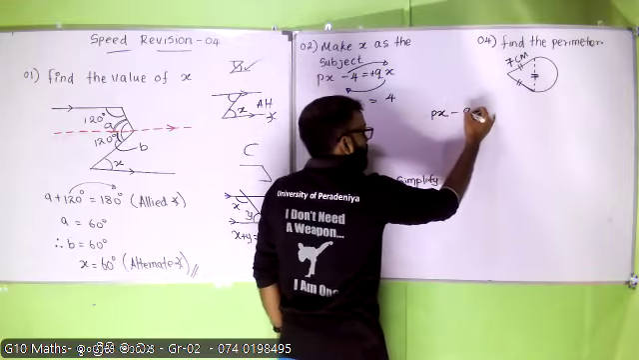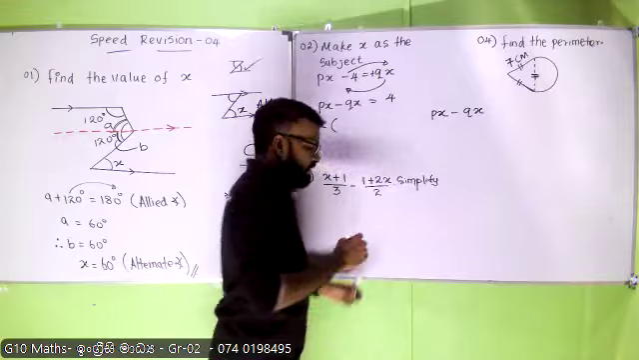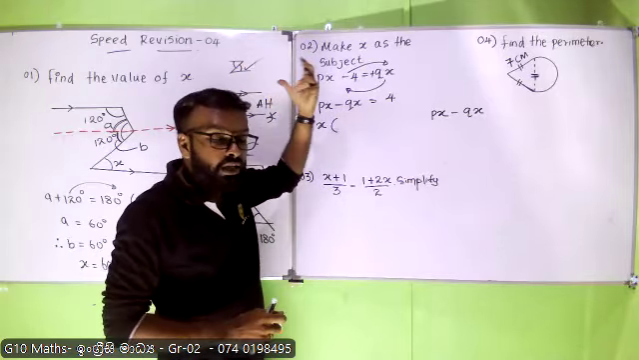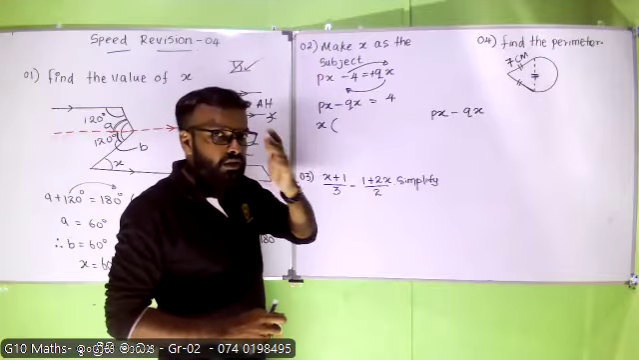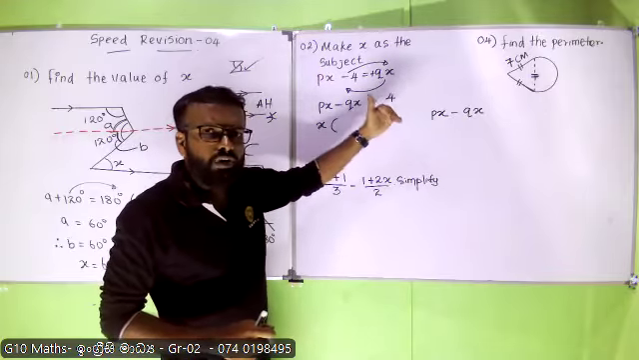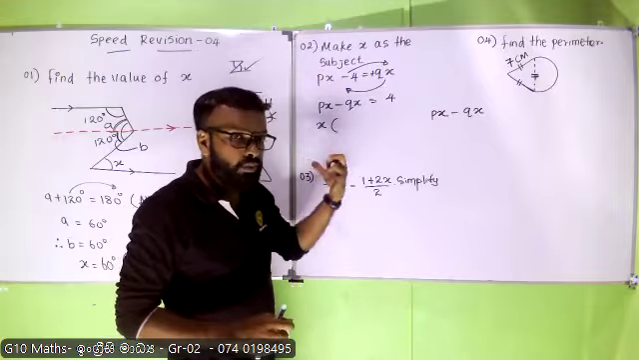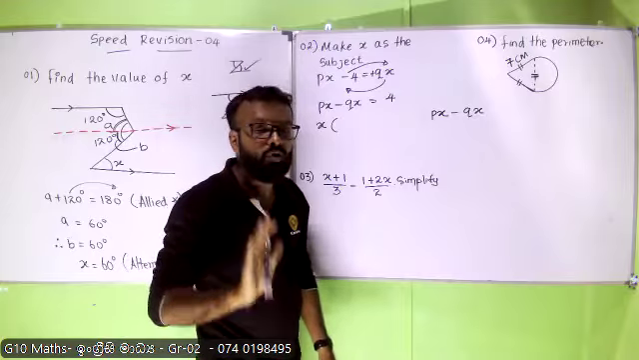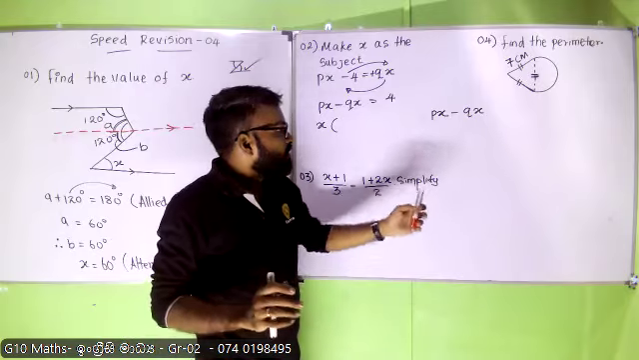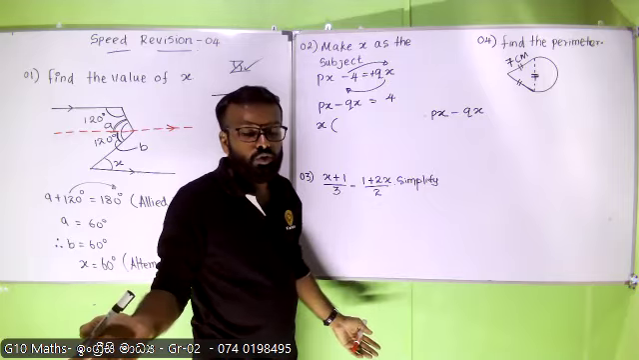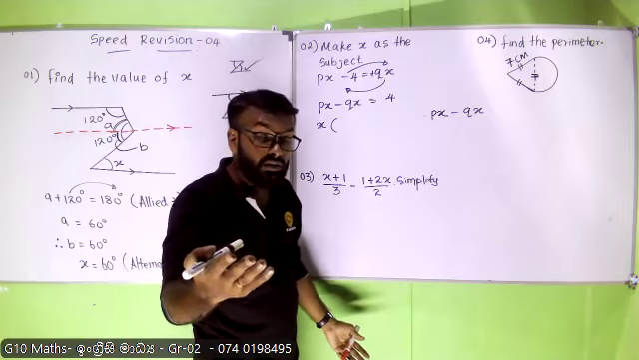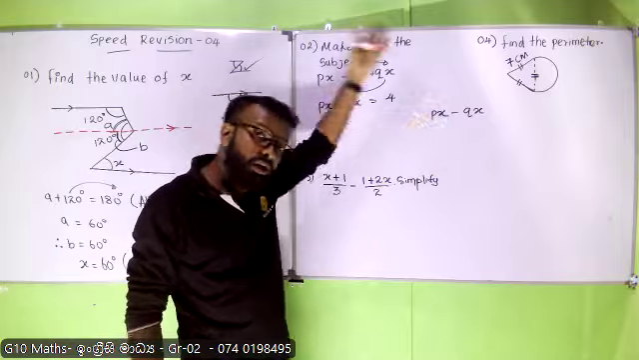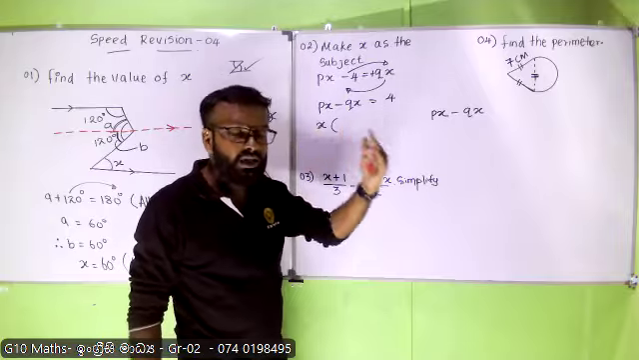Px minus Qx. The logic behind this is taking the common term outside the bracket. If you are going to take your common term out from the bracket, I know some of you know, but some people do not know. Even grade 11 students do not know how to take the common term out from the bracket.